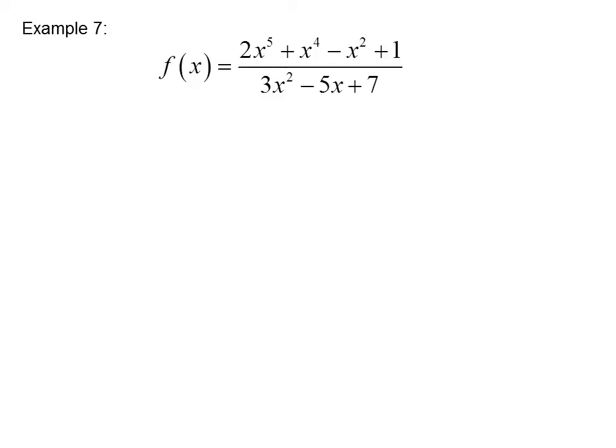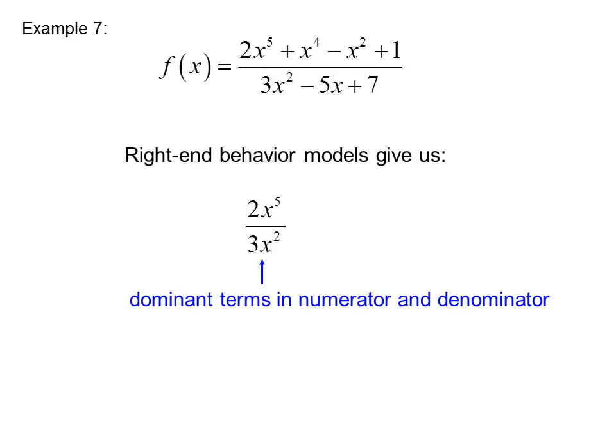Here is another example, and for some mysterious reason, it also seems to be labeled example number 7. f of x equals 2x to the 5th plus x to the 4th minus x squared plus 1 over 3x squared minus 5x plus 7. Right-end behavior models give us 2x to the fifth over 3x squared, because these are the dominant terms in the numerator and the denominator. And this reduces to 2x cubed over 3. So as we move to the right, the graph should approximate the curve of 2x cubed over 3.